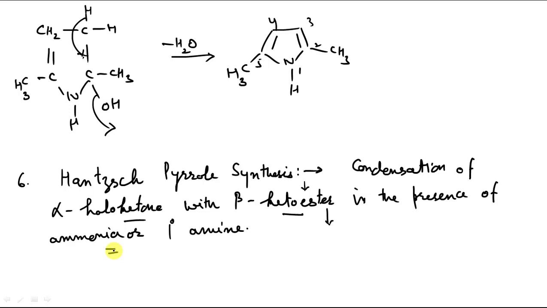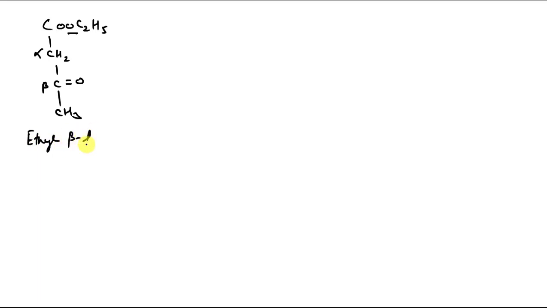So let us write on the next page. COOC2H5 CH2 C double bond O CH3. You can see this is an ester group, this is the alpha position, this is the beta position. So this is a beta keto ester and this particular ester is ethyl beta keto butyrate.